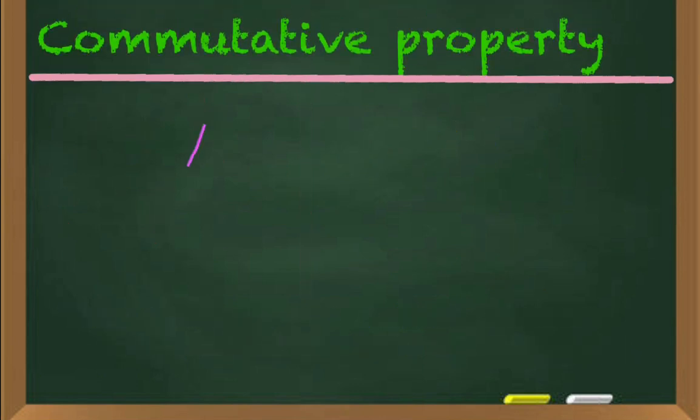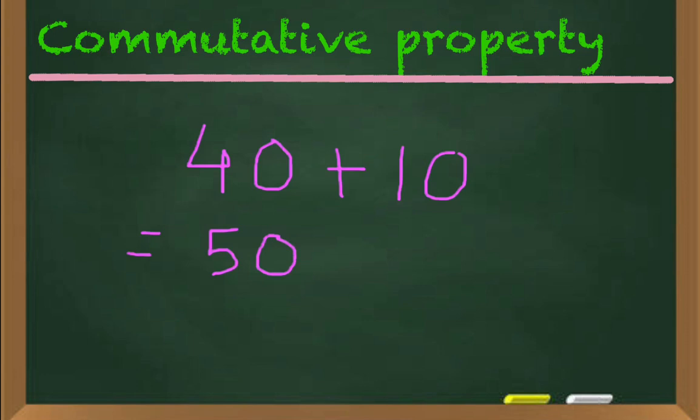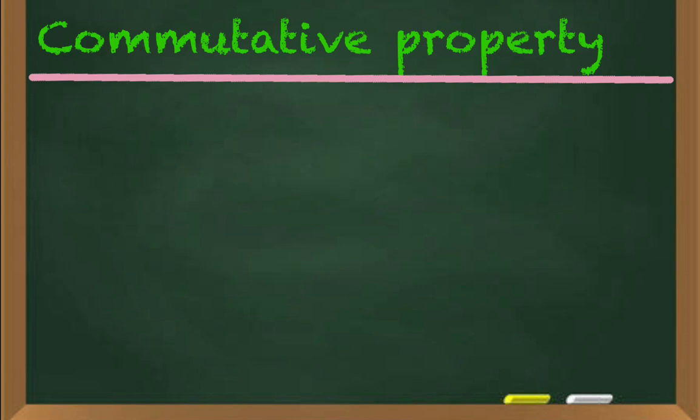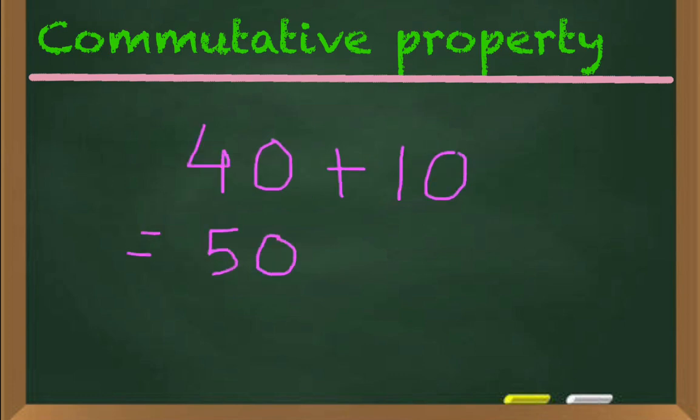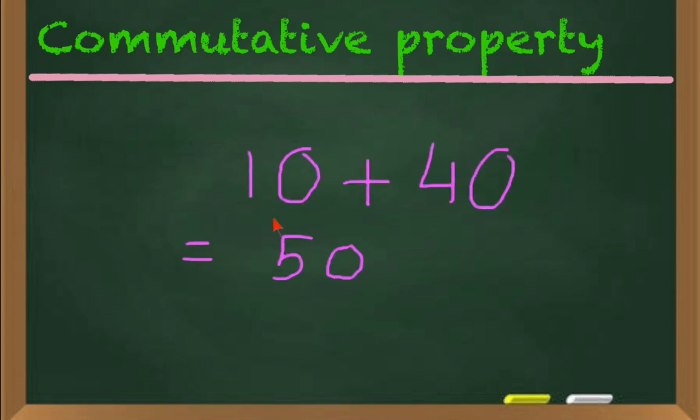For example, we have to add 40 with 10. So here we will get 50 as the answer. Right? Now if I change the sequence, that means I tell you to add 10 with 40. So 10 plus 40 is also 50 only. Right? So which property is this? After adding 40 with 10, I am getting 50. And after adding 10 with 40, 50 is only my answer.